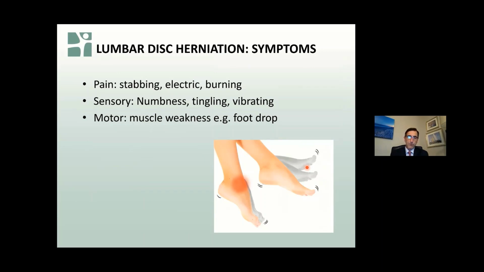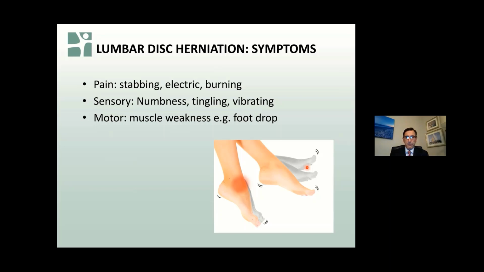So in terms of symptoms, the typical symptoms of a lumbar disc herniation are first pain, which people describe as a stabbing pain or an electric pain or burning pain or an excruciating pain. People describe it as one of the worst pains that they can have. You can also have sensory symptoms, so numbness, loss of sensation to touch, tingling, pins and needles. Some people describe vibrating sensations. People describe it in different ways. Some people describe a sensation of water pouring down their back or leg.